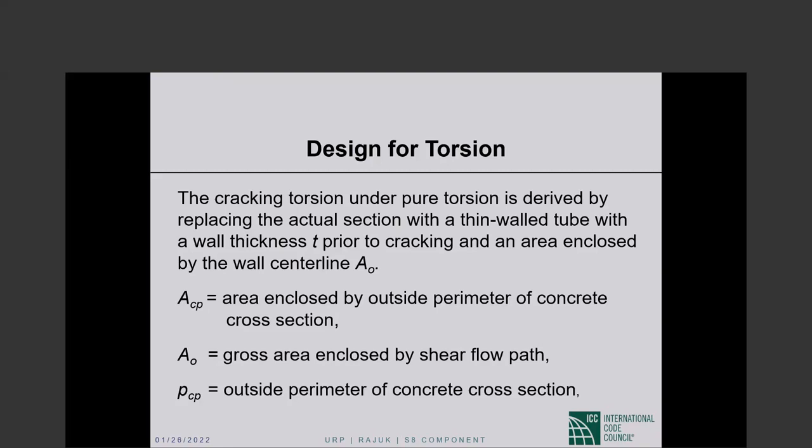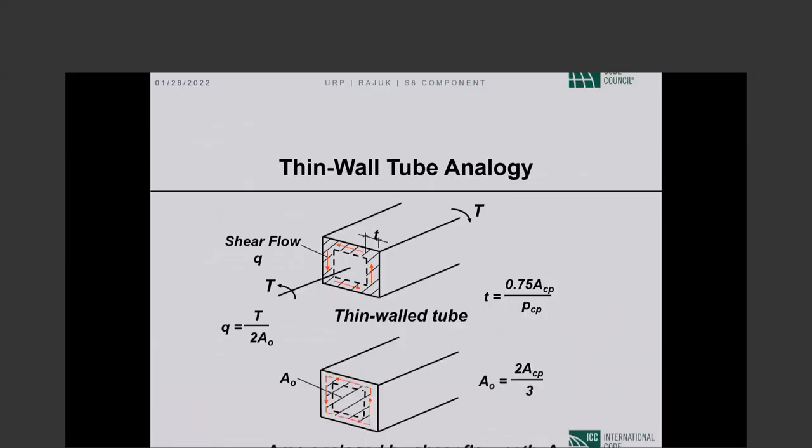Okay, so area enclosed by outside perimeter of concrete cross-section, A sub cp. A sub 0 is the gross area enclosed by the shear flow path, and we will look at that. We called it area enclosed by wall center line also. P sub cp is the outside perimeter of the concrete cross-section. So A sub cp, P sub cp: P sub cp is the outside perimeter, A sub cp is the area enclosed by that perimeter.